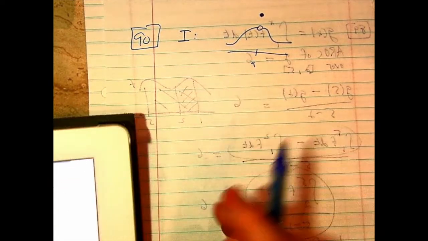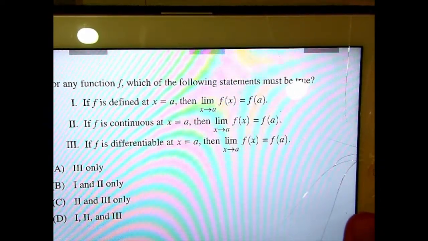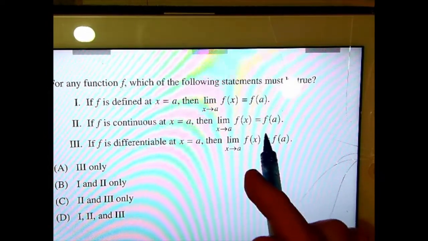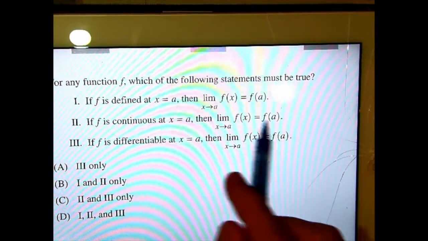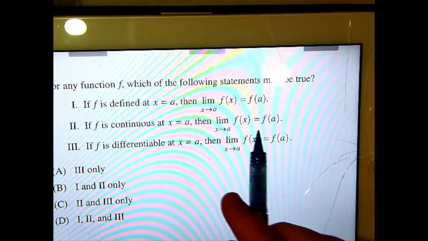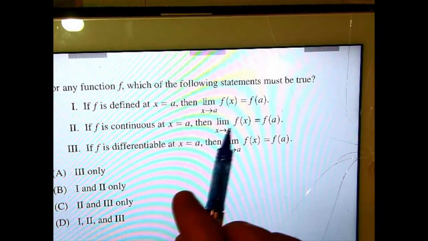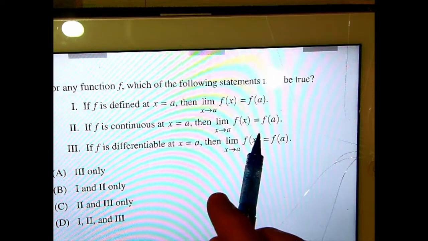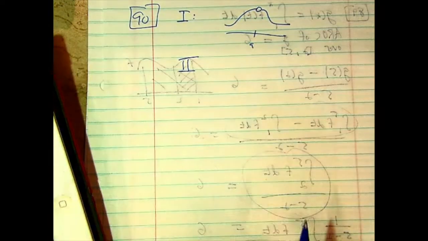Looking at 2, it says if f is continuous at x equals a, then the limit as x approaches a of f of x is equal to f of a. Okay, that I agree with, because as we just talked about, this condition here is exactly the definition of continuity. So is it always true that if f is continuous, then this statement holds? Yes, because this statement is precisely what it means to be continuous. So 2 is definitely always true, no matter what function you're talking about.